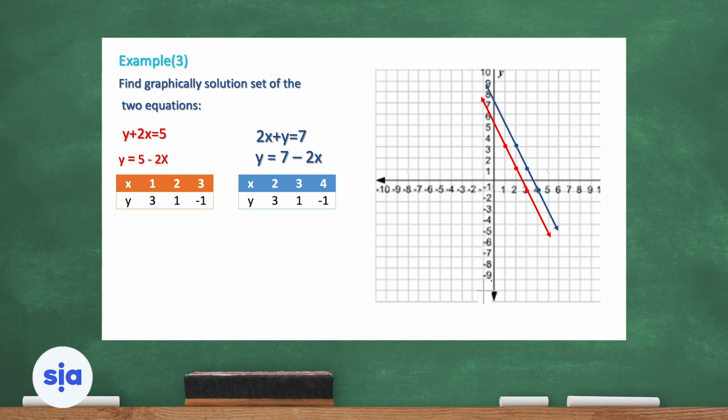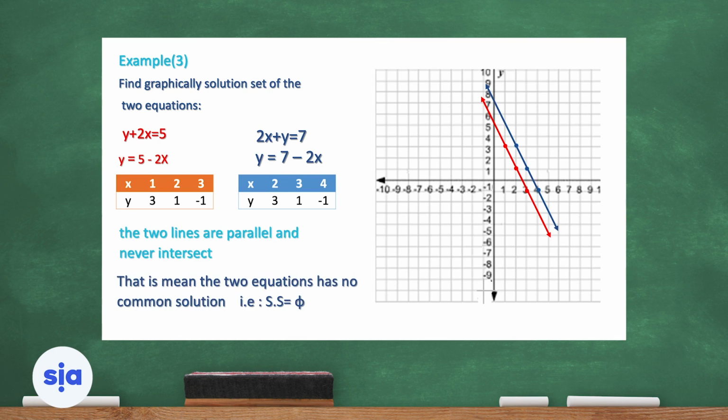As you can see now on the screen, the red line and the blue line are two parallel lines. So if they're two parallel lines, do they have any intersection points? Definitely no. As long as the two parallel lines have no intersection points, and we said that the solution set is the intersection point between the two lines, then here we have no solution. The system of these two equations has no solution. So here the solution set is phi.